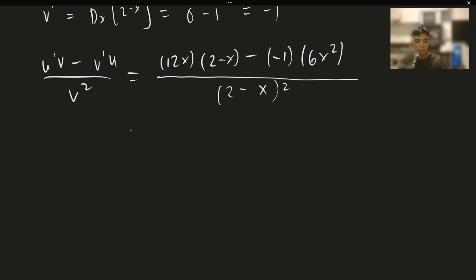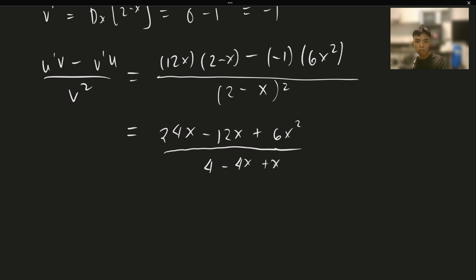Now let's simplify. 12x multiplied by this, sorry. That gives us 24x minus 12x squared. This just cancels out to become addition. So that's plus 6x squared. And then we evaluate our denominator. That's 4 minus 4x plus x squared. We just distribute this by itself.